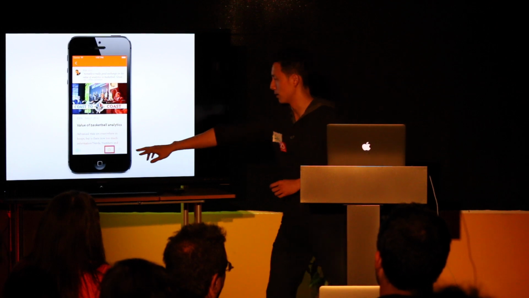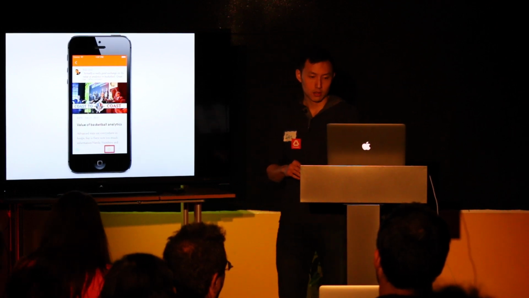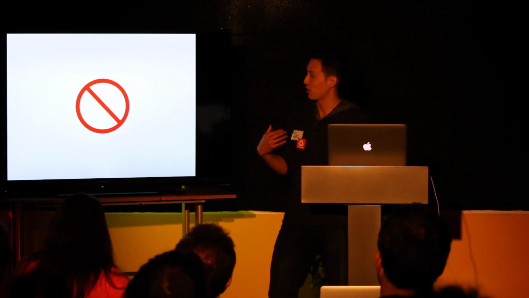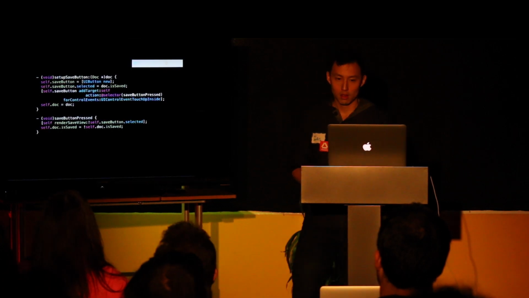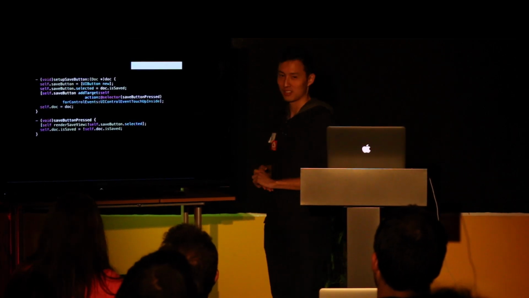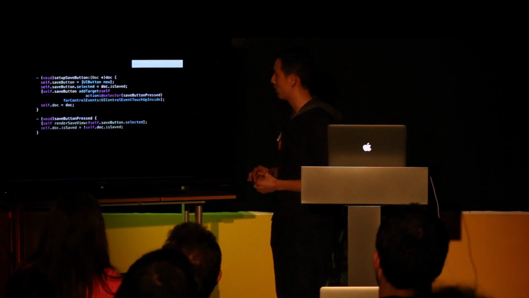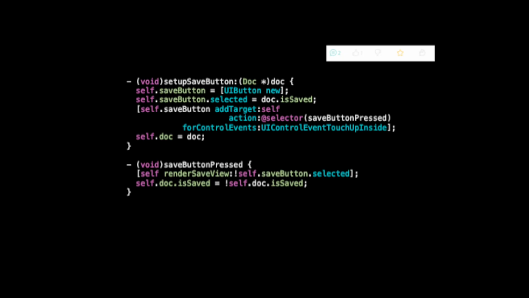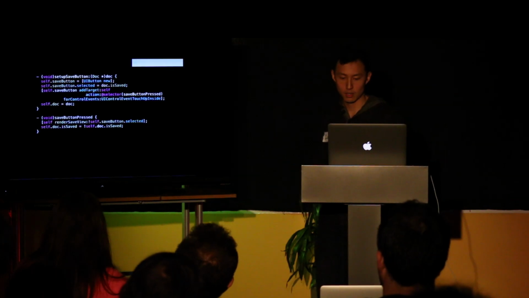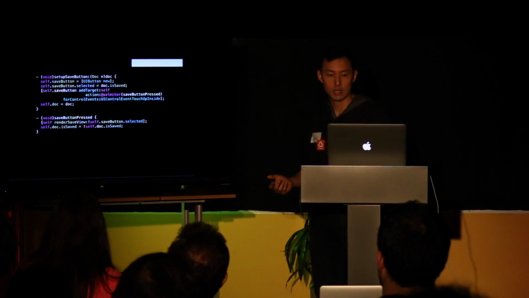So I want to talk about how you implement this, right? So let me first start by how you shouldn't implement this. You might have seen code like this. This is how we started writing this kind of code. You say, well, I'm going to create a save button. When I select it, it's going to be dependent on whether the document is saved already, right? And when you press on the save button, you call this target action save button pressed, and you do some animation, and you reflect that state onto the doc. So this is actually pretty basic.